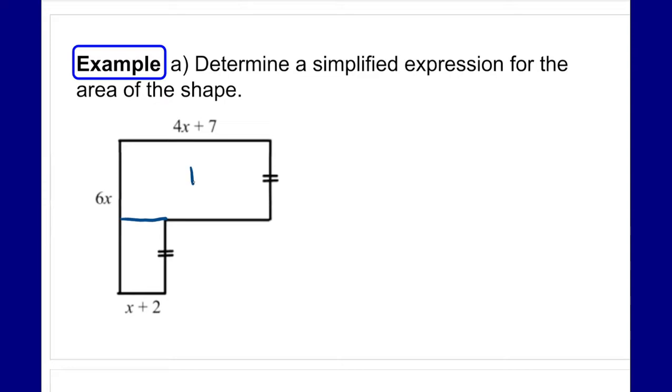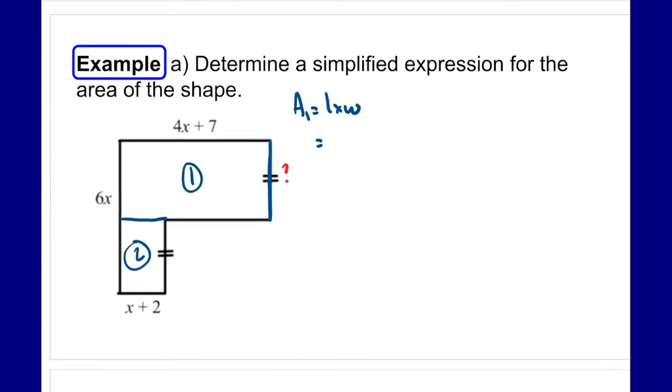So if I look at the first area and the second area, I'm going to need to find the area of 2 shapes and then add them together to get the total area. In this case, the first one is a rectangle, length times width. Well, I know one of them is 4x plus 7, but what's the other one? I know the overall length here is 6x, but I don't want the overall length. I just want this short length here.